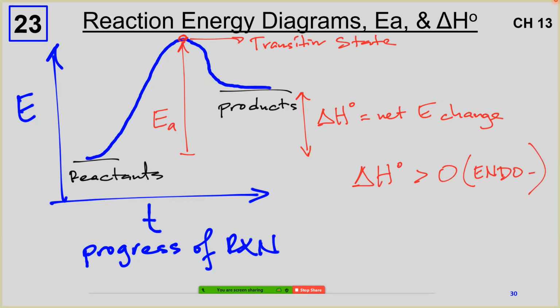If it's the other way around, if the energy of the reactants is greater than the energy of the products, then you know that the delta H or the net energy change is going to be negative, less than 0. And if that's the case, then you know that it's going to be an exothermic reaction.